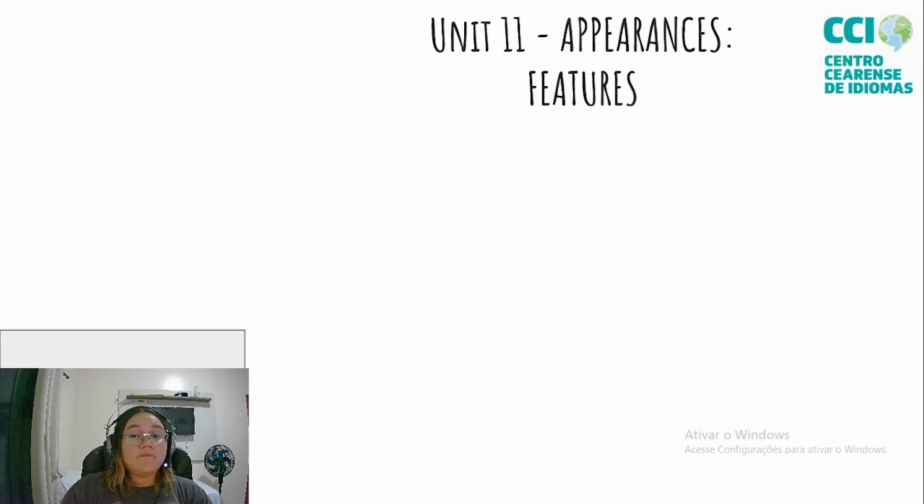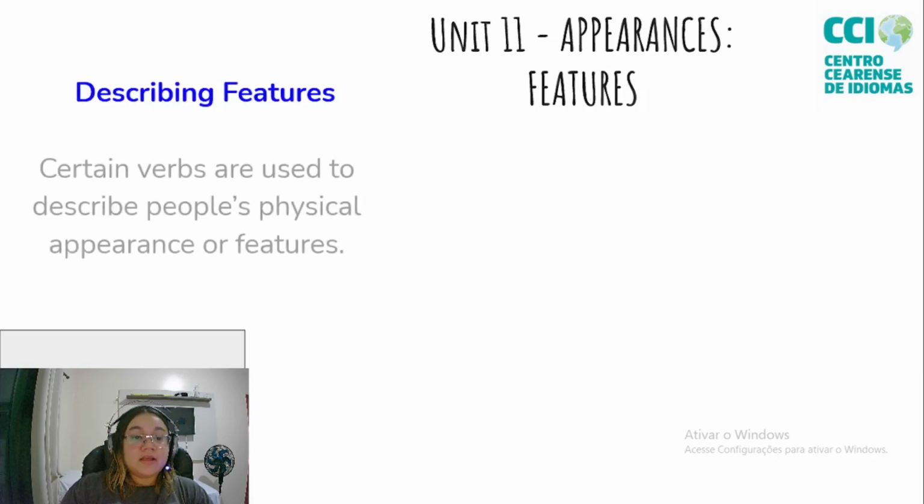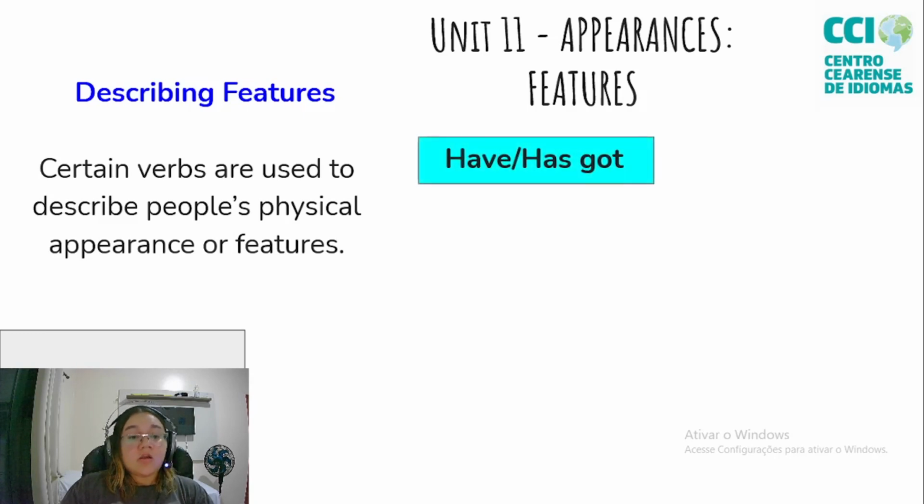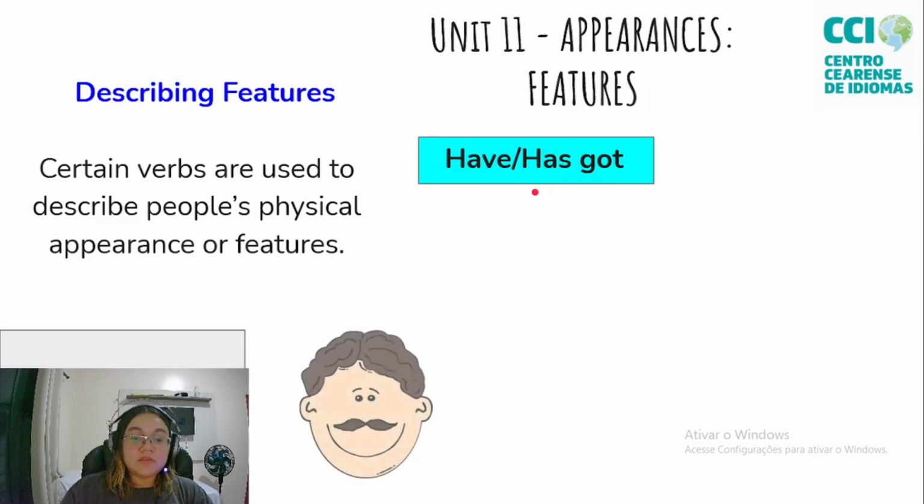Now, to talk about features. Features is the same as physical characteristics, right? So certain verbs are used to describe people's physical appearance or features. So, what are these verbs? We can use have got or has got. He has got a mustache. The structure is subject plus have or has got plus the characteristic, the feature.